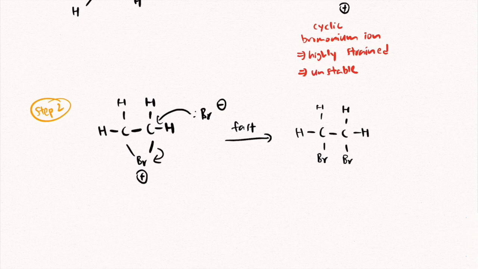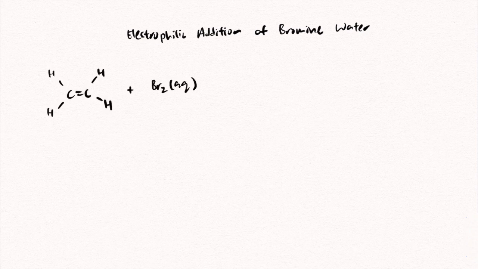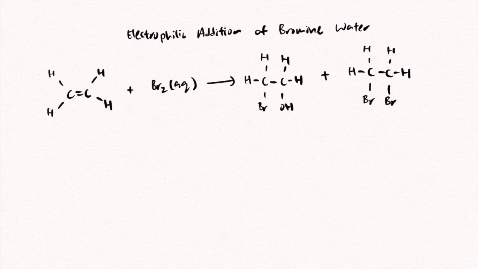charged nucleophile. The next electrophilic addition reaction that we will need to know will be the electrophilic addition of bromine water. For this reaction, alkene will react with aqueous bromine in order to again form two different products. Once again, one is the major product and one is the minor product.